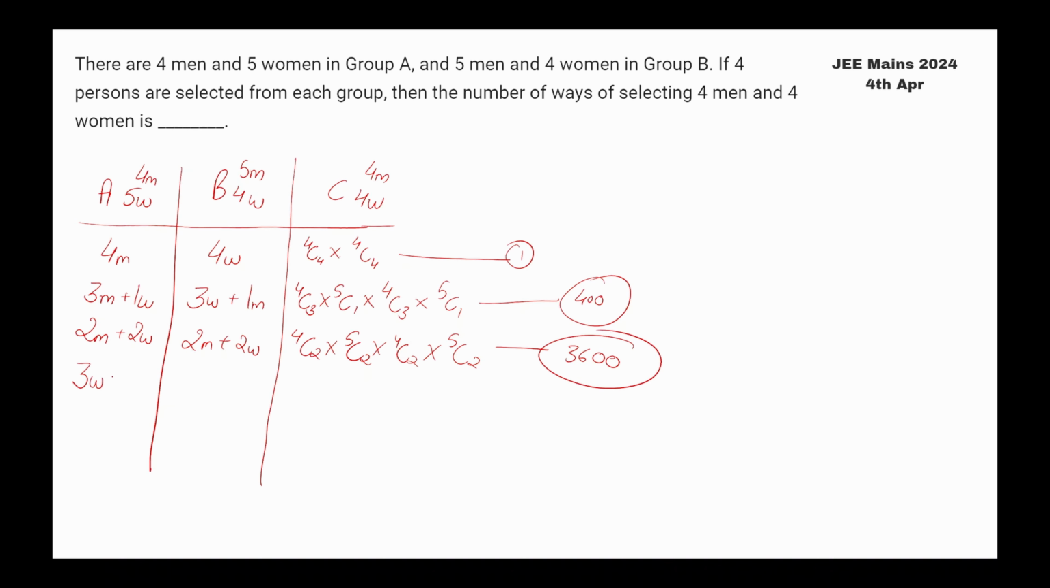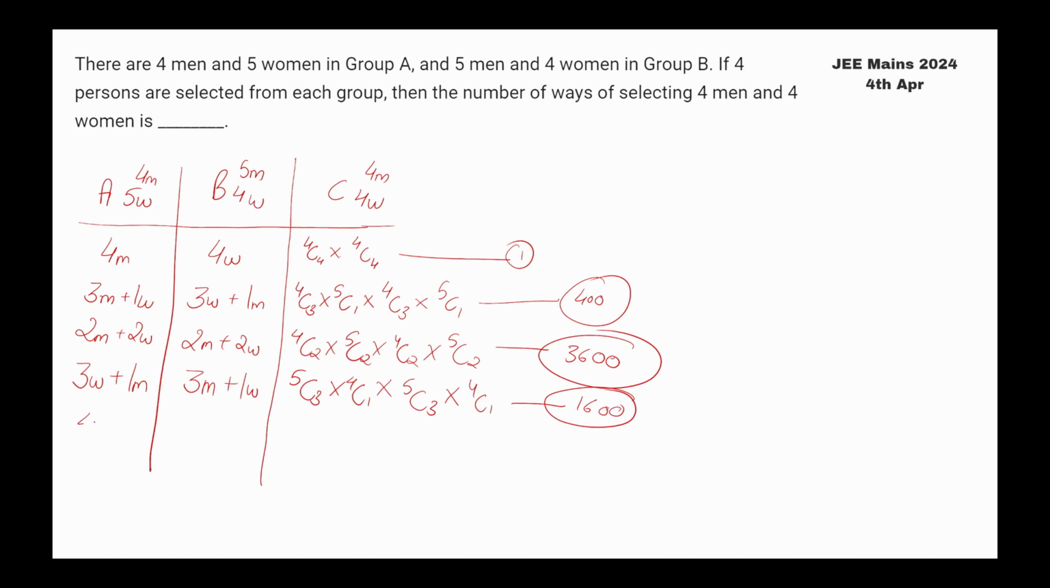Other case can be I'll take 3 women from here, 1 man from here. I can take 3 men from here and 1 woman from here. So of course this would make it 4 men, 4 women. So what would this become here? This would become 5C3 into 4C1 into 5C3 into 4C1. So this would basically make it 1600.